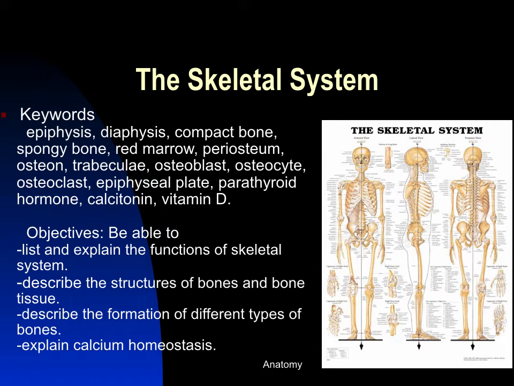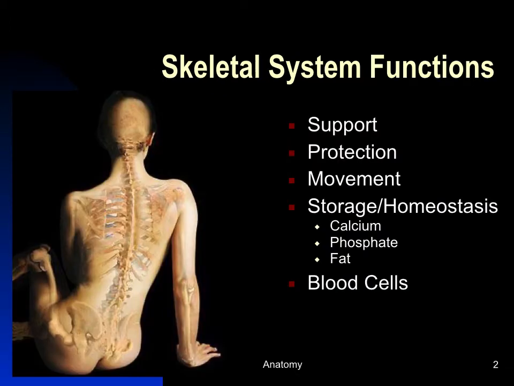Okay, we're on to Chapter 6, the skeletal system. We're going to describe the structures and functions of the skeletal system, particularly the structures of long bones and bone tissue. We'll describe the formation of different types of bones and explain calcium homeostasis.